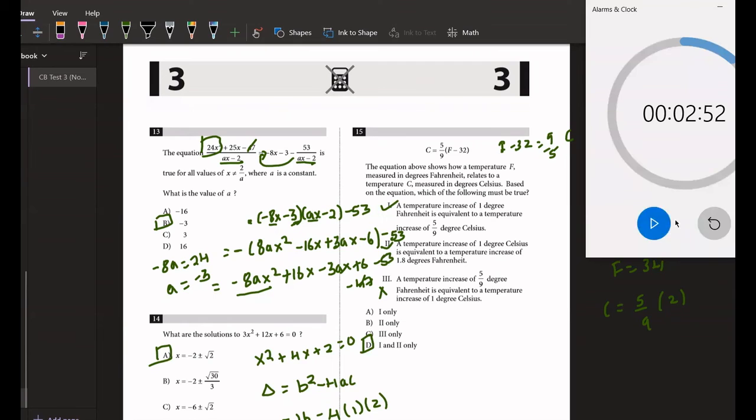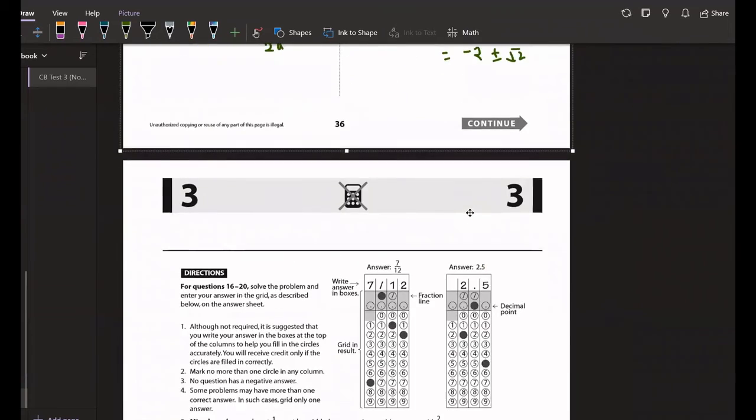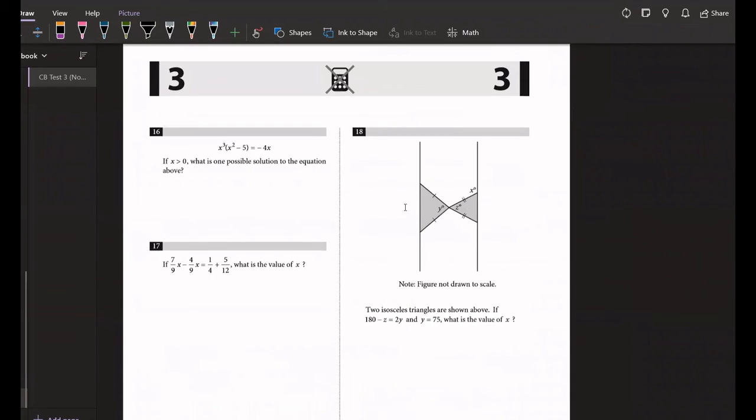Let's check our timer. I had to stop it because it stopped recording, so I'll restart it. All right, so we have this equation and we have to find one possible solution. Okay, there can be multiple possible solutions.